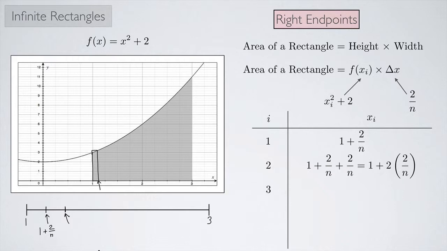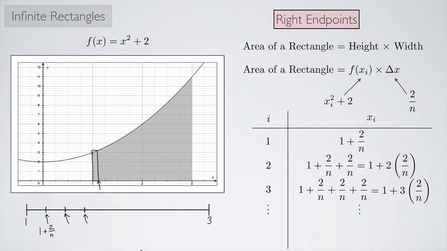And for rectangle number 3, that would be maybe right here. Now I'm looking at this coordinate here. Again, I have to go over a distance of 2 over n. Each of these distances here is 2 over n. So I have to add another 2 over n, so I get 1 plus 2 over n plus 2 over n plus 2 over n, or 1 plus 3 times 2 over n.